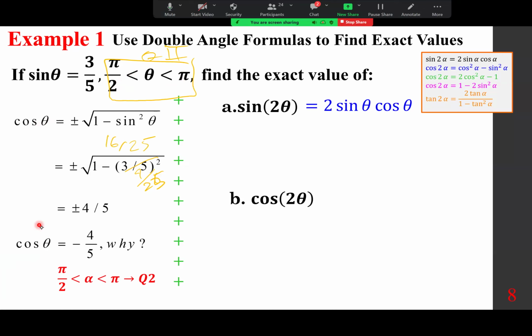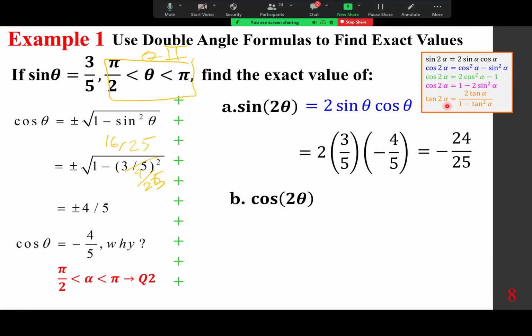So now plug it in. You have 2 times sine, which is given, cosine is found, and 2 times 3 is 6 times 4 is 24. So minus 24 over 25. Cosine 2 theta. Now you can use any of them. You can say cosine squared minus sine squared, 2 cosine squared minus 1, or 1 minus 2 sine squared, because we have the sine and cosine. If we didn't have this and just had the sine, we didn't have to go anywhere. All we had to do is 1 minus 2 sine squared.